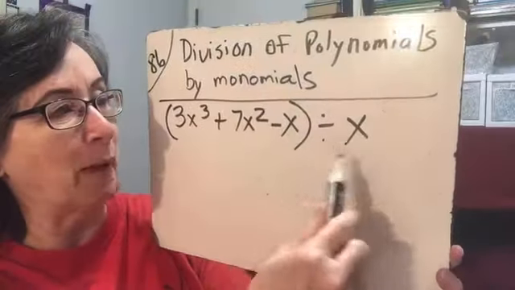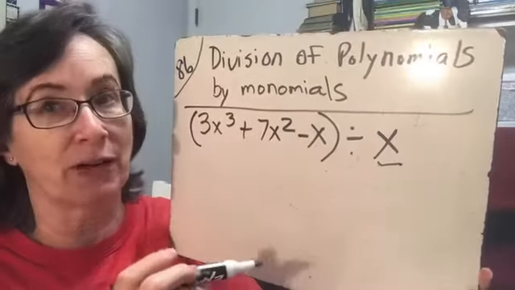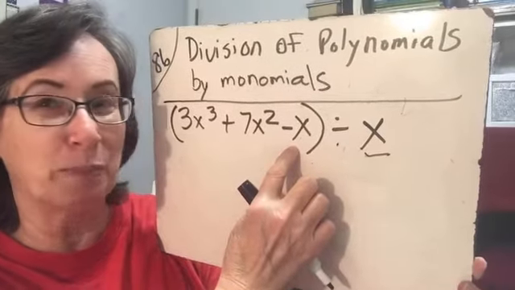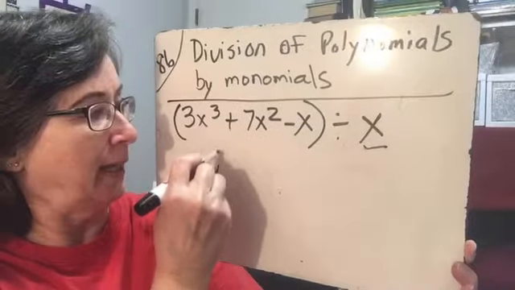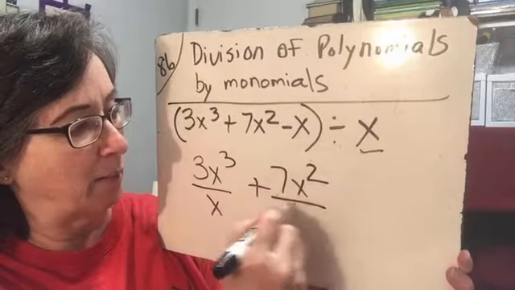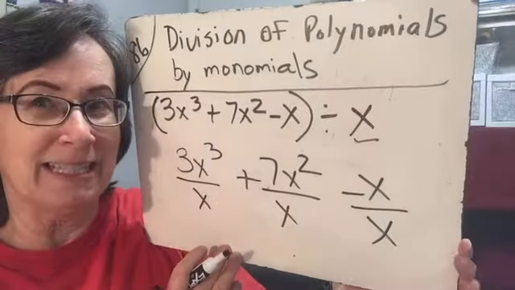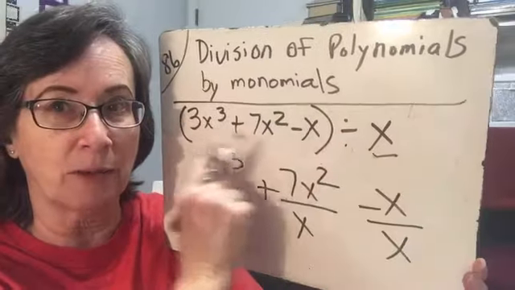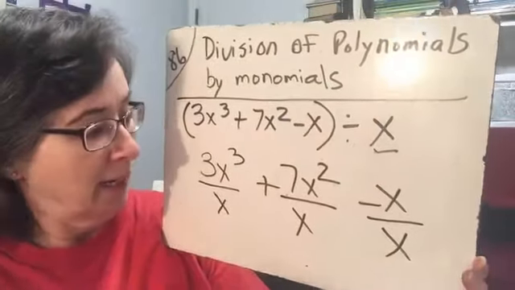And when we're dividing by a monomial, which means we only have one term in the divisor, it's very simple. Because we're going to take this polynomial and we're going to put each and every term over the divisor. So we're going to rewrite this as 3x cubed divided by x plus 7x squared divided by x minus x over x. So basically we're dividing each term by the monomial because the whole polynomial divided by the monomial is the same as each individual term divided by the monomial.